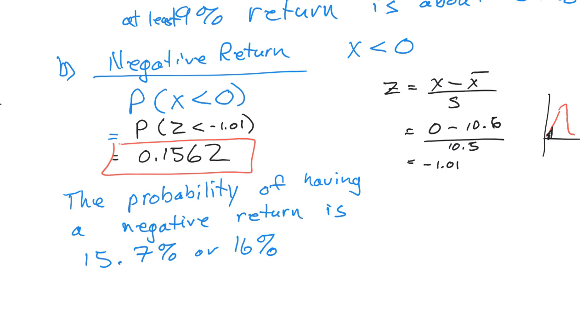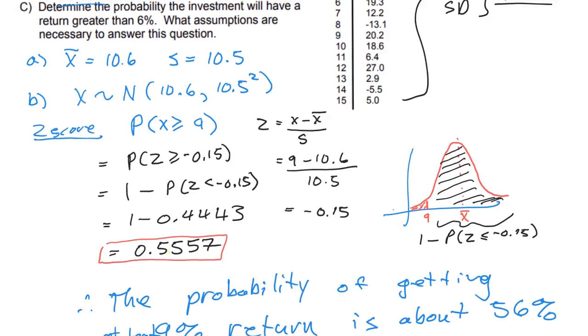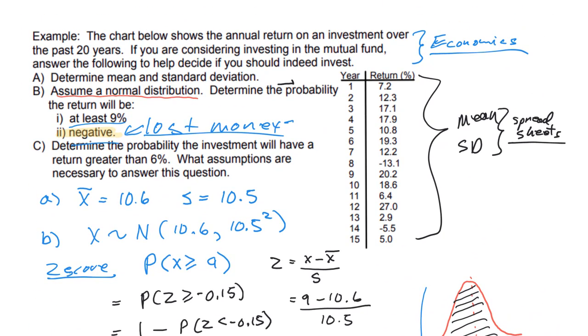And so now let's make sure that we call this part 2 of our problem. And then we'll go on to our next problem of the day. So if you look at it, it says here, we need to determine the probability of investment will have a return greater than 6%. And then we have to say what assumptions are necessary for your answer.